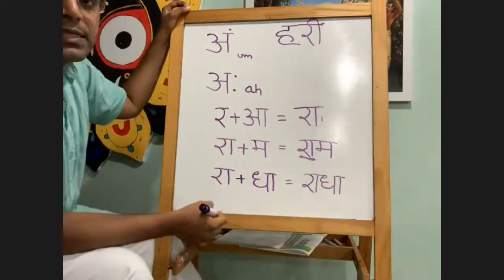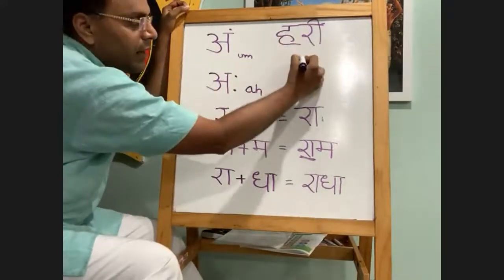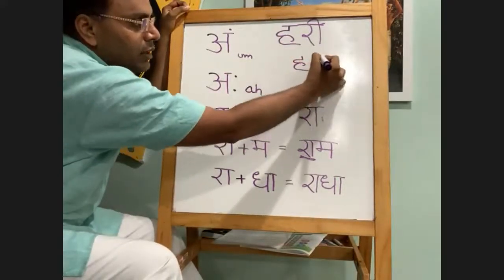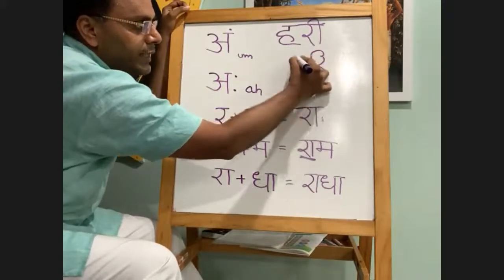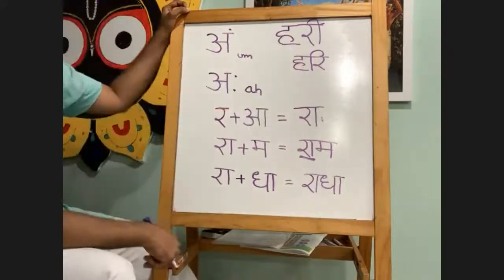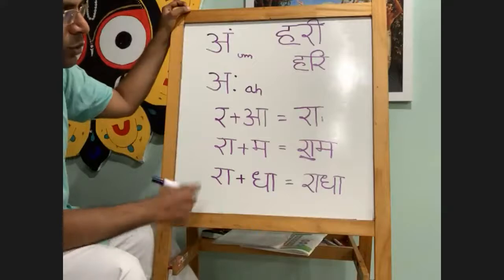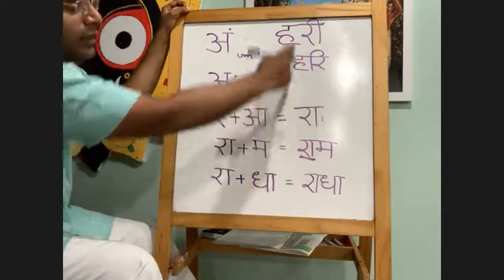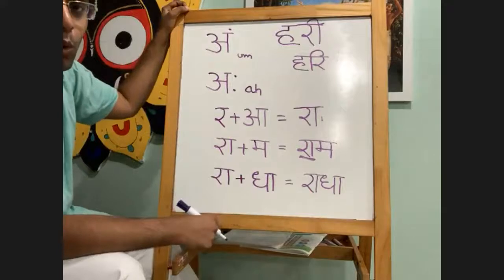Again, there is a difference in pronunciation. Some will write Hari, some will write Hari. Okay, so Ha, Ra, and small E matra. Hari. So Hari or Hari. So A matra, E matra, and then U matra.